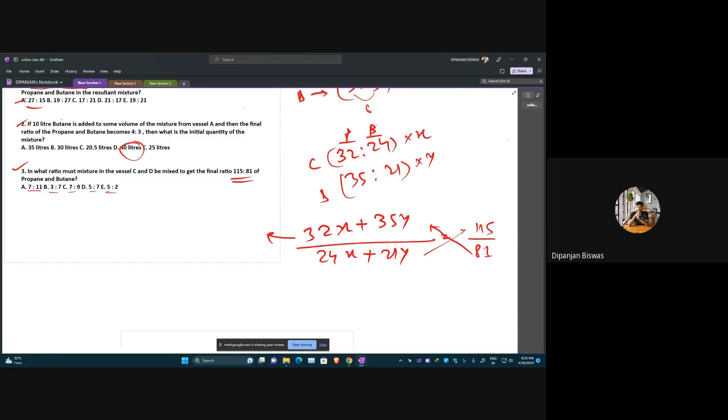So you have to directly multiply 32 into 81X, subtract 24 into 115X equal to 115 into 21Y minus 35 into 81Y. I'm not going to solve it fully because this will take a good amount of time.